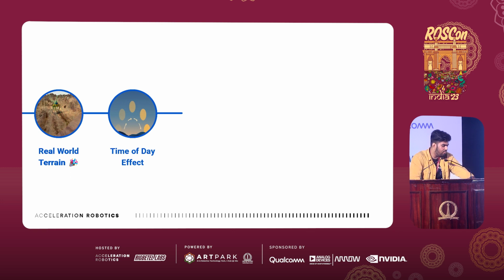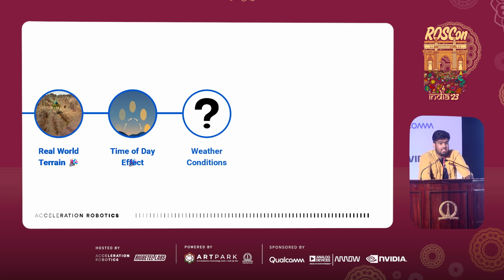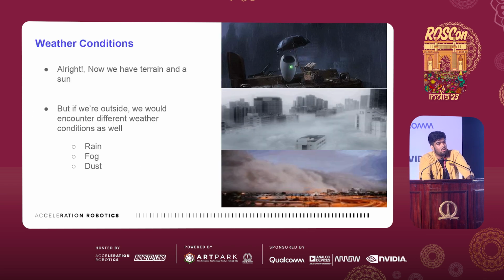Now we need to look at the weather artifacts. So how can we create weather conditions? When we are outside, there is rain, there is fog, there is dust, there is snow, and the list goes on and on. To create those, we have particle emitters to the rescue.